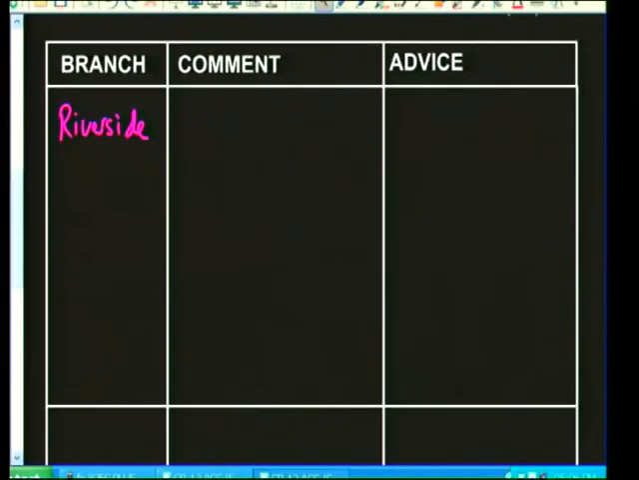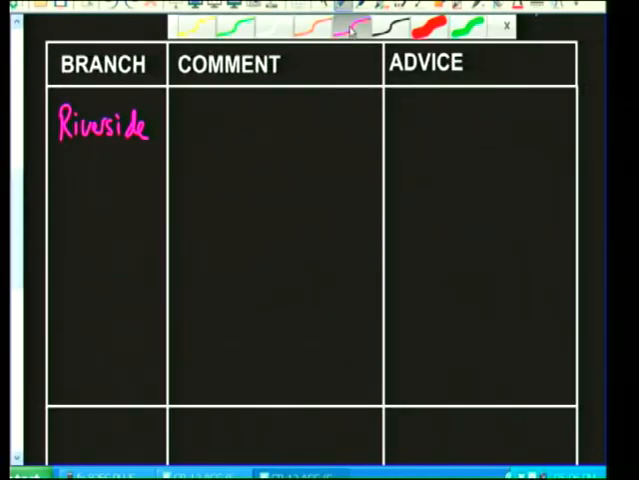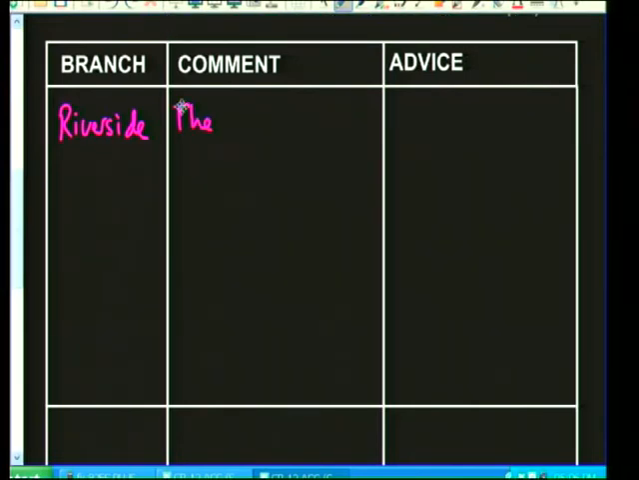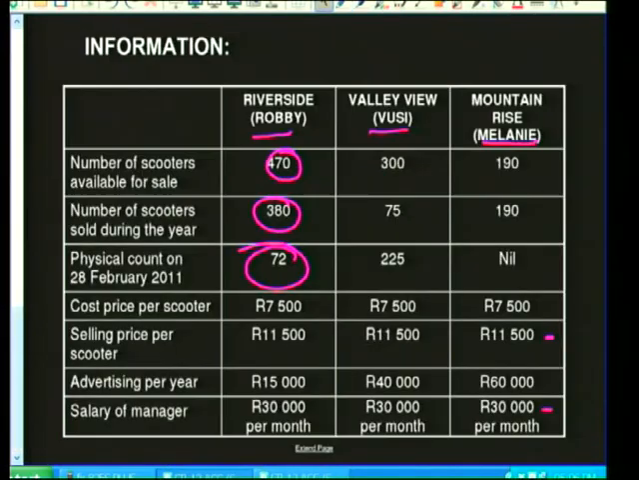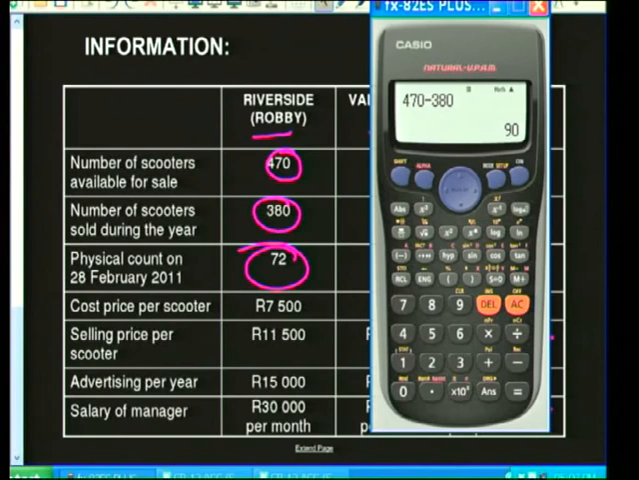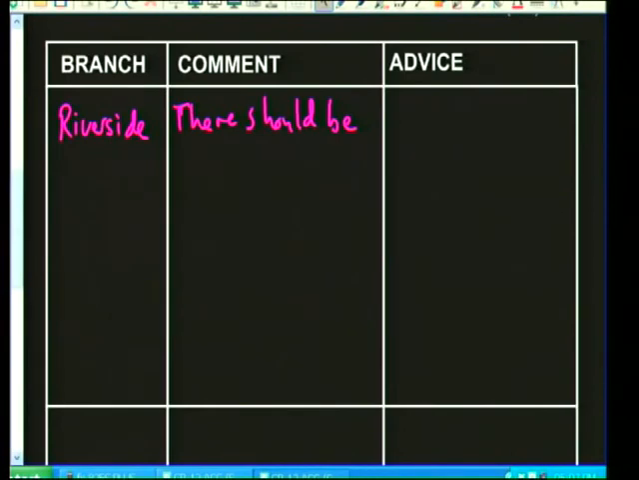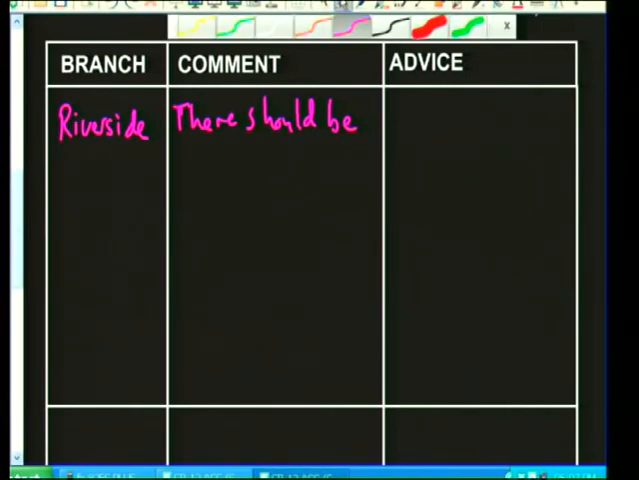So let's try and write that as a comment. We could say, remember we have to quote some figures and identify a problem. We could say there should be how many scooters left over? You remember we did the calculation previously, 470 minus 380. There was the answer, 90 scooters left over. There should be 90 scooters left. So we're quoting a figure if we write this answer here.